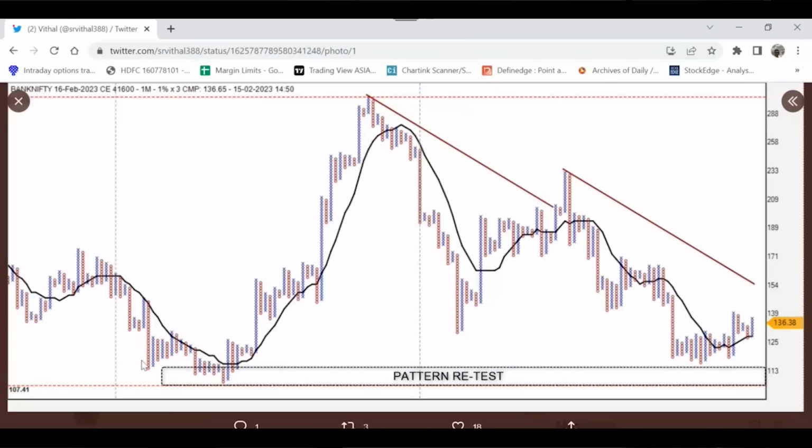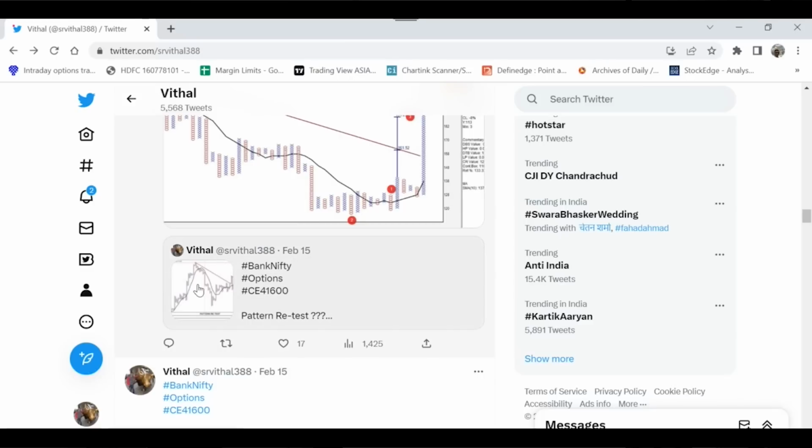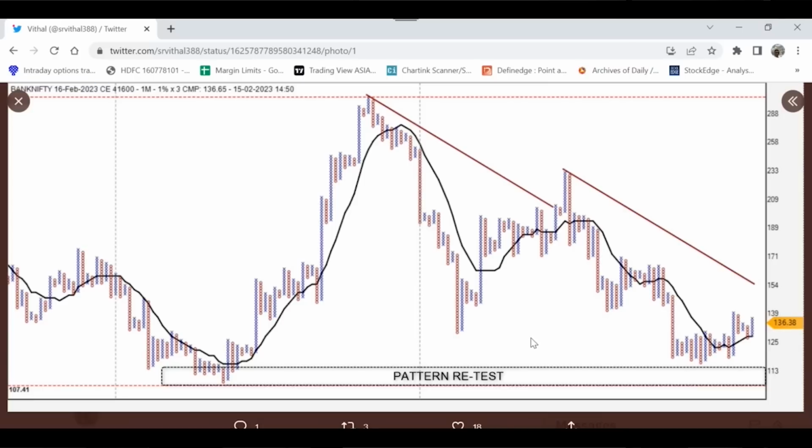Right. So here we can see this was an area from where Bank Nifty on the previous day had reversed. And this was the level from where we are getting a bullish ABC breakout. Correct. At the same time, this is Bank Nifty option chart of 41,600. So the 41,600 chart was giving multi-column breakout along with TOI turning bullish and pattern retest area.